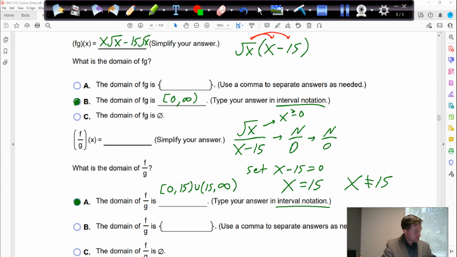A little bit interesting because you've got to consider it has to be bigger than or equal to 0, but we're restricting that 15 because it'll make the denominator 0.